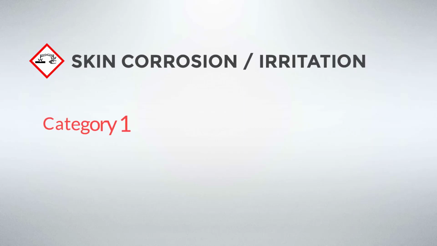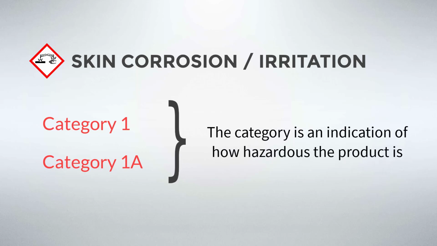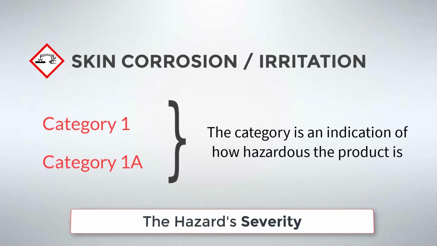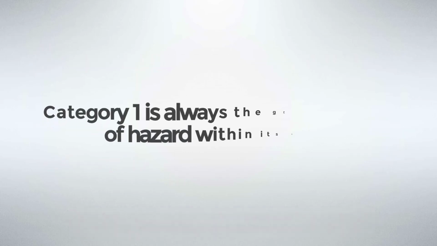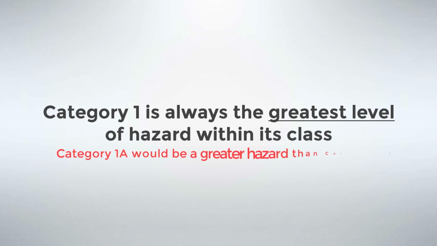In WHMIS 2015 hazard classification, every hazard class has at least a single category, sometimes referred to as a type. In a few cases, subcategories are also specified. Subcategories are defined with a number and a letter. The category is an indication of how hazardous the product is, or in other terms, the hazard's severity. Category 1 is always the greatest level of hazard within its class. If Category 1 is further divided, Category 1A would be a greater hazard than Category 1B. There are a few exceptions to this rule.